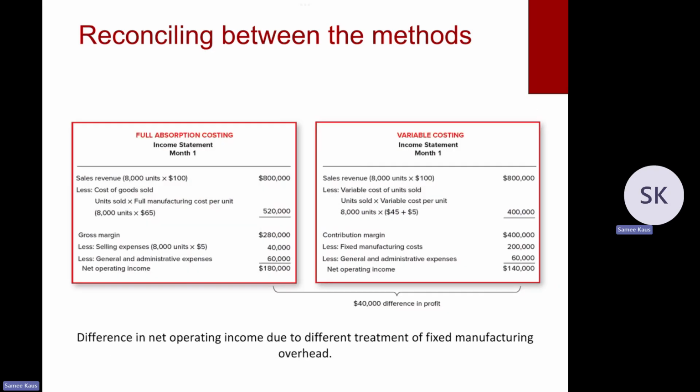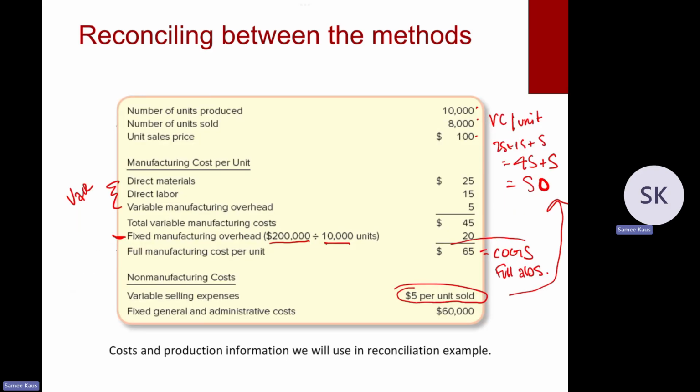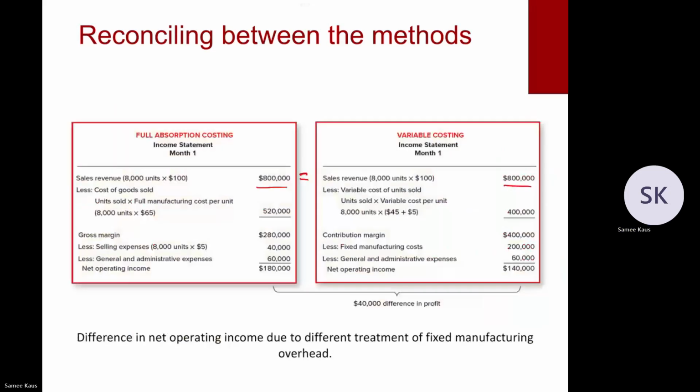So when we come in and prepare our income statement between the two methods, there's a couple of things to keep in mind. We start with sales, and those are always going to be the same. Those equal each other, right? But now my cost of goods sold, we calculated, is my 65 under my full absorption costing. So I have my 8,000 times 65. So I have cost of goods sold of $520,000 to get gross margin.